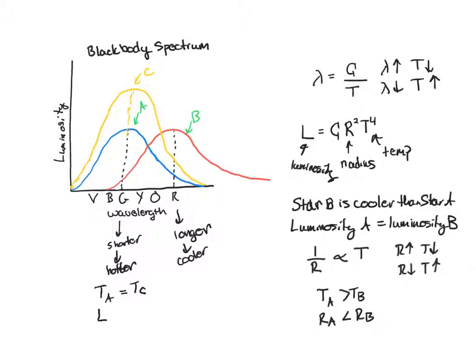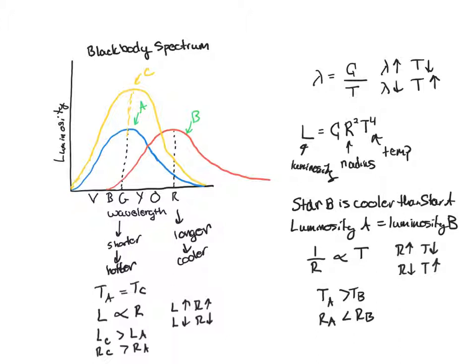So here we see that luminosity is directly proportional to size. So as luminosity increases, size increases. As luminosity decreases, the size decreases. So the luminosity of C is greater than the luminosity of A. So that tells us that the radius of C is greater than the radius of A.